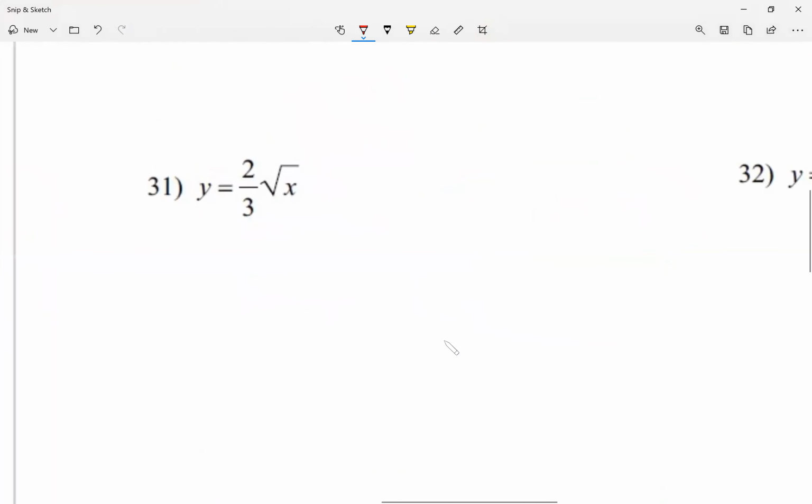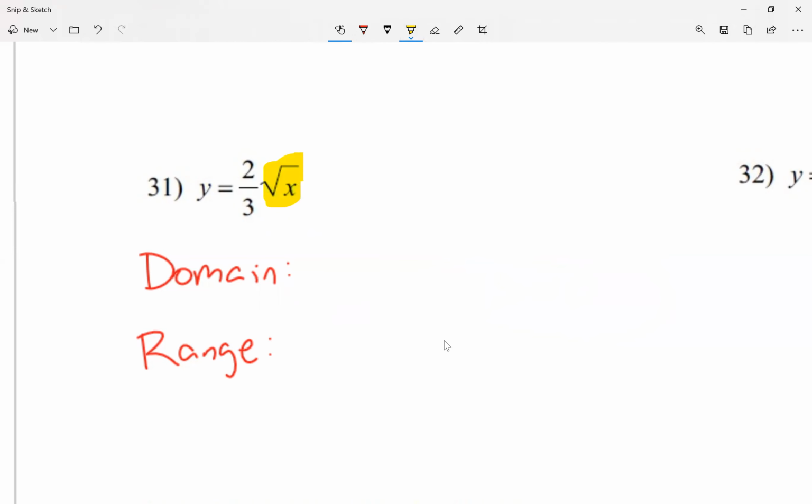Last two examples. Let's take a look. Question number 31. Let me write domain. Remember, domain are the possible x values. And let me write range. Range are my possible y values. Okay, so my x is inside this square root. What value of x will make the square root 0? Well, if x equals 0. So x is greater or equal to 0.